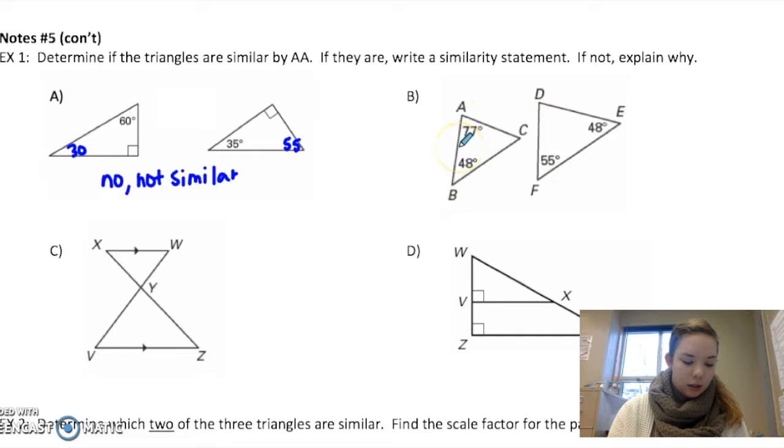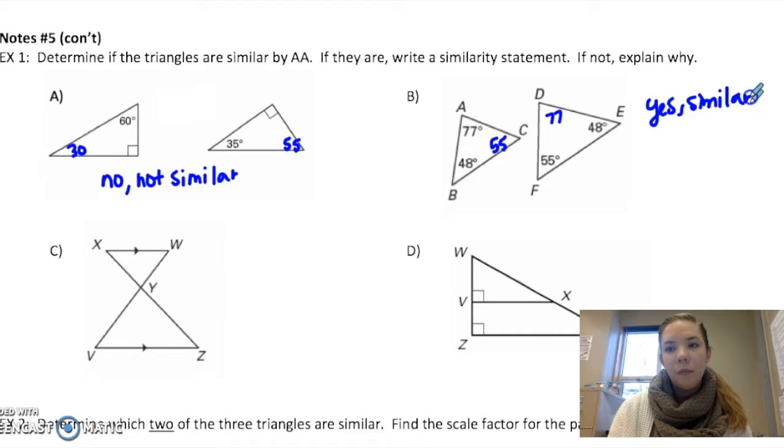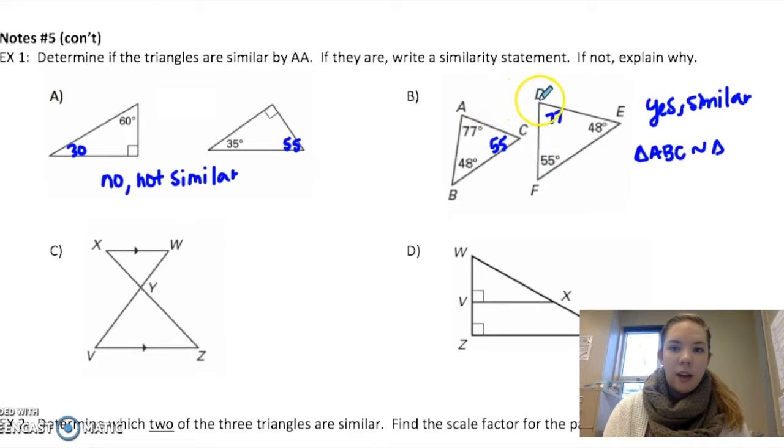77 and 48 would make the missing one 55. So 55, 48, and 77. So we'd say yes, they are similar. So let's say triangle ABC is similar to triangle, you'd have AEF, or I'm sorry, DEF, because you have to put them in the same order. So if we went 77, 48, 55, we'd have DEF.